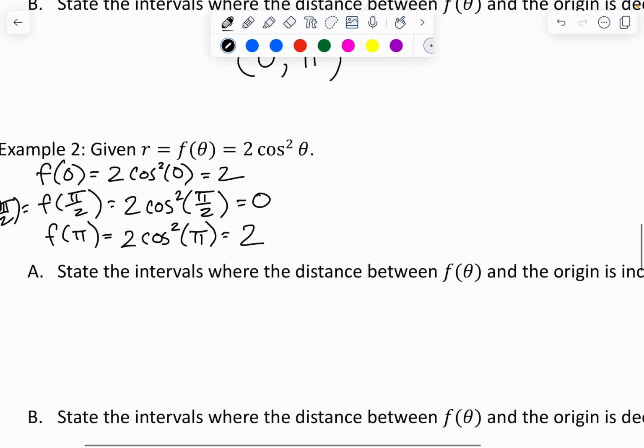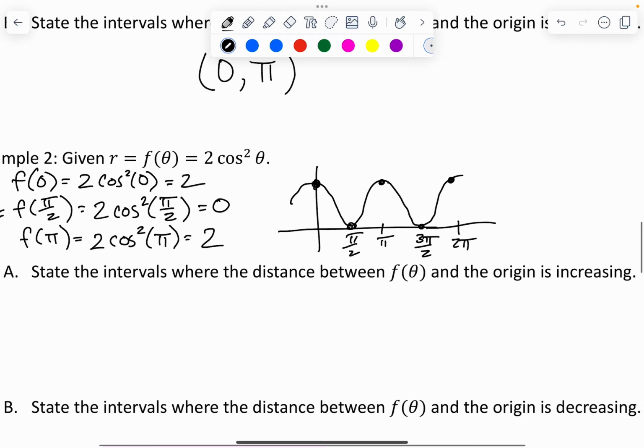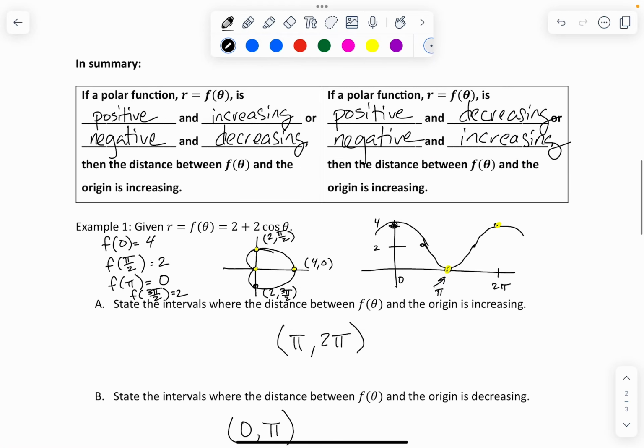So what are we looking at here? We start at 2, we get to 0, we get back to 2, we get back to 0 at 3 pi over 2, and here's 2 pi. So we're doing something like this. This was pi over 2, this was pi, this was 3 pi over 2, and this is 2 pi. All of our values here are positive, so we're just looking at the top part of these.